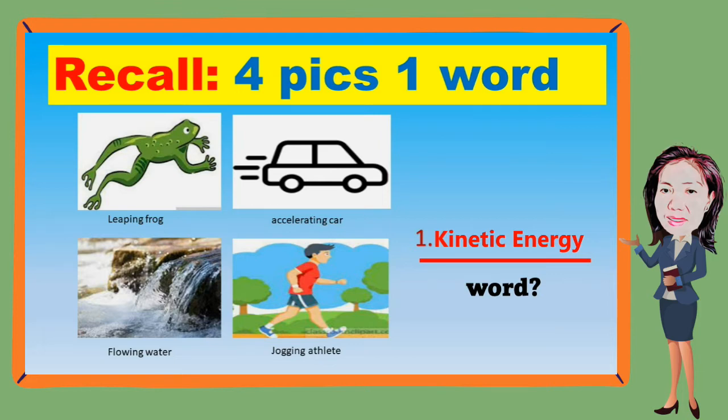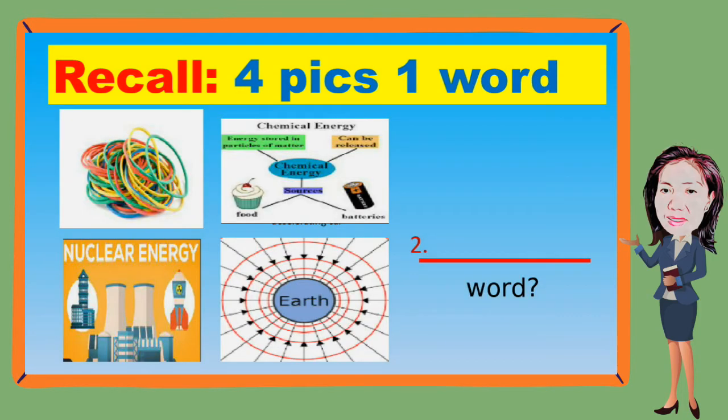How about number 2? The pictures are, first we have the rubber band. Second, we have the chemical energy. Then third, we have the nuclear energy. And then the fourth, we have the gravitational energy. So what is the answer? The answer is potential energy. These are the examples of potential energy. Can you remember? Chemical energy, the energy stored in a food, in a fuel, and anything. Elastic energy is an example of potential energy.